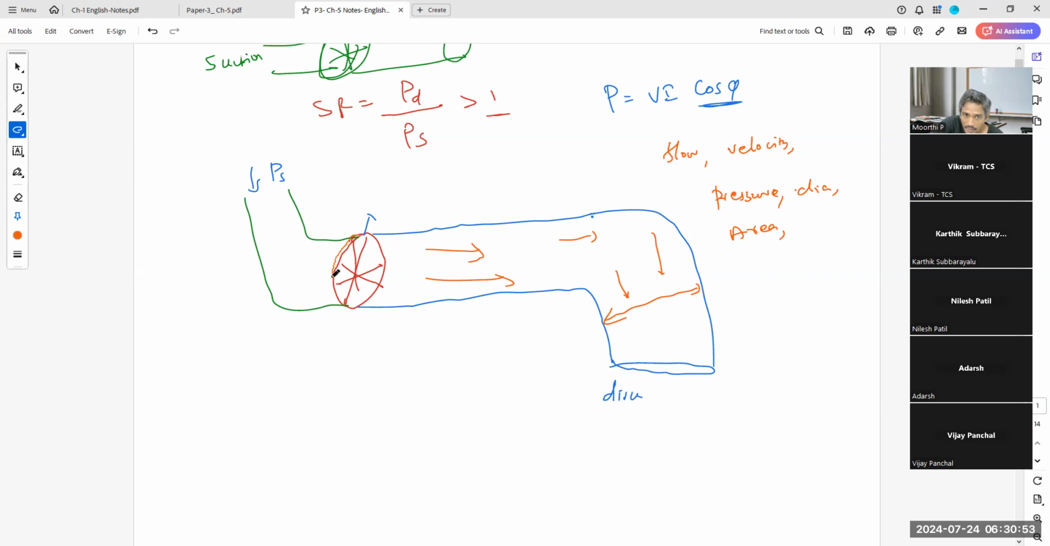Next one, fan. We are going to take the fan. This fan depends on what? The fan speed. Fan speed.